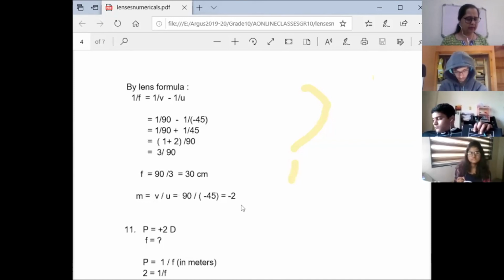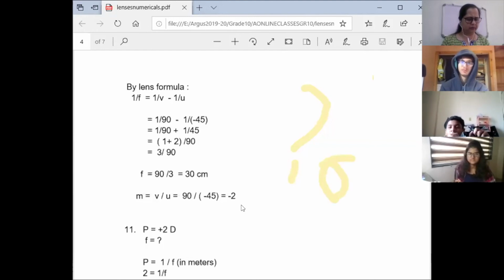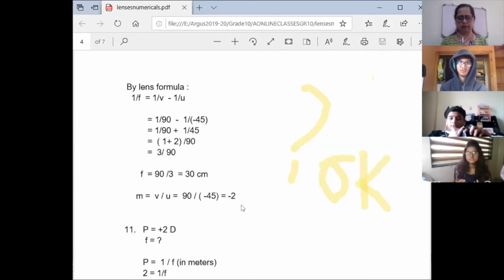Once this is done, easily you will get the position of the image. You don't even have to solve it. Directly you get the position of the image: 60 centimeter behind the lens, and the focal length is 30 centimeter. Very simple sum. It's a 2 marks sum. It can come in your 2 marks questions. Right? 10th one, 1/3 the size of the object.